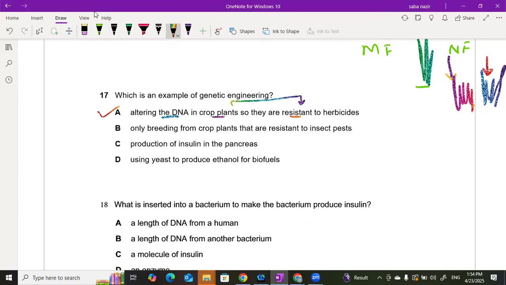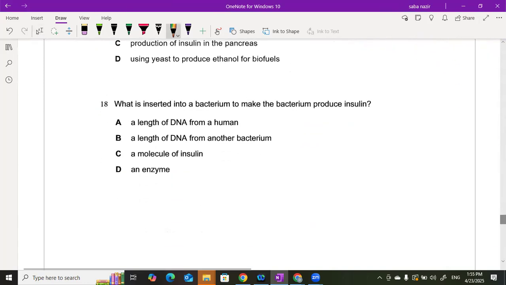Question number 8. What is inserted into the bacterium to become a bacterium that produces insulin? So, in the other previous cases of genetic engineering that we have discussed, we are actually inserting a length of DNA from humans, and we are picking that segment of DNA that encodes for insulin.